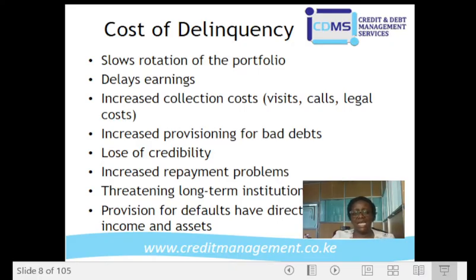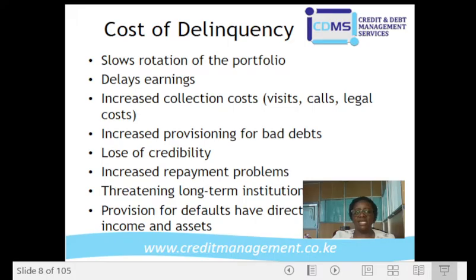The other one is delayed earnings. Remember, when we do lending, we lend to earn an interest. And always, for example, if it's a bank, the money belongs to depositors or the money belongs to shareholders or the financiers of your institution. So when we get into a delayed or delinquent condition, then there is what we call delayed earnings. Our interest will not come on time. So sometimes we may even end up losing the interest.